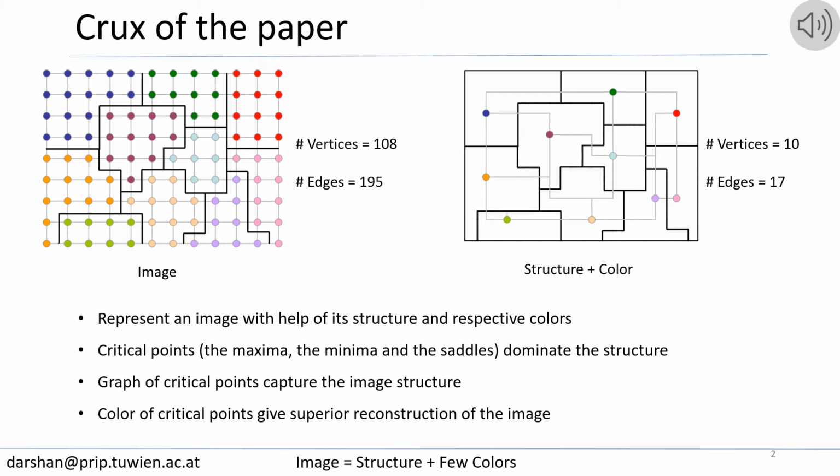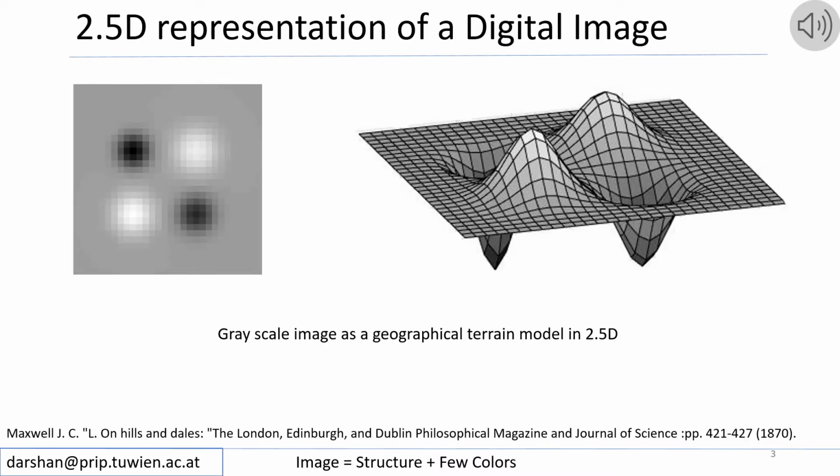Since the critical points, namely the local maximum, the local minimum and the saddle points, dominate the structure and the topology of the image, the graph of the critical points can be used to capture the image structure. Now let us start with the basics and definitions.